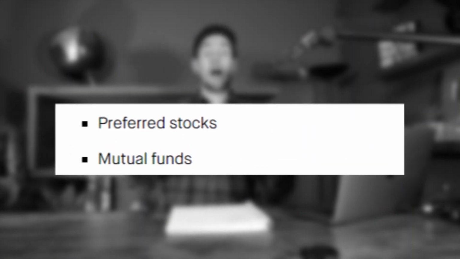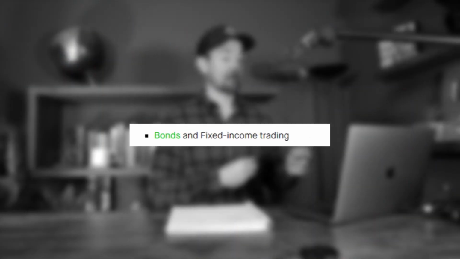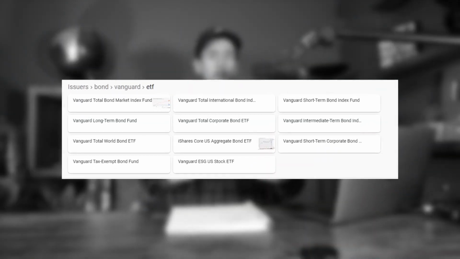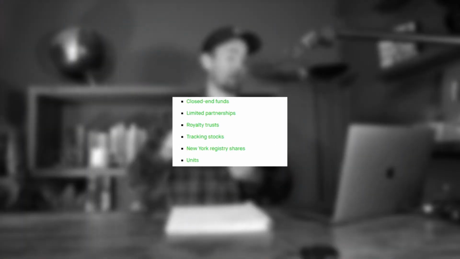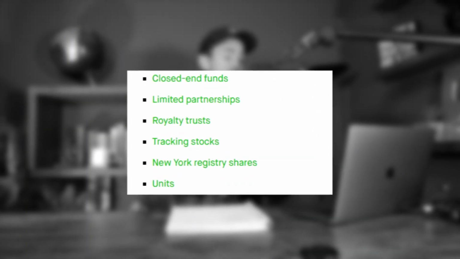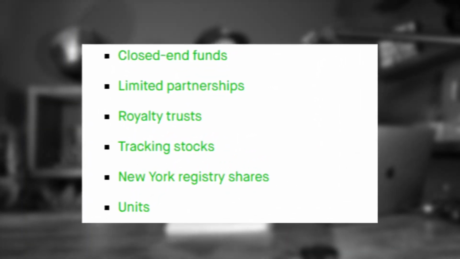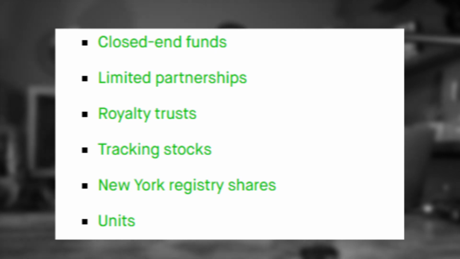You're also not going to find preferred stocks or mutual funds on Robinhood. You're not going to find bonds or fixed income investments. However, you will find some bond investments through ETFs. So if you're looking for a Vanguard bond ETF, for example, you're able to purchase that on Robinhood. You just can't purchase bonds directly. They also do not offer stocks that trade on foreign exchanges, but that's pretty common for most commission-free brokerages out there. And then some less common things: you're not going to find closed-end funds, limited partnerships, royalty trusts, tracking stocks, New York registry shares, or units on the Robinhood app.